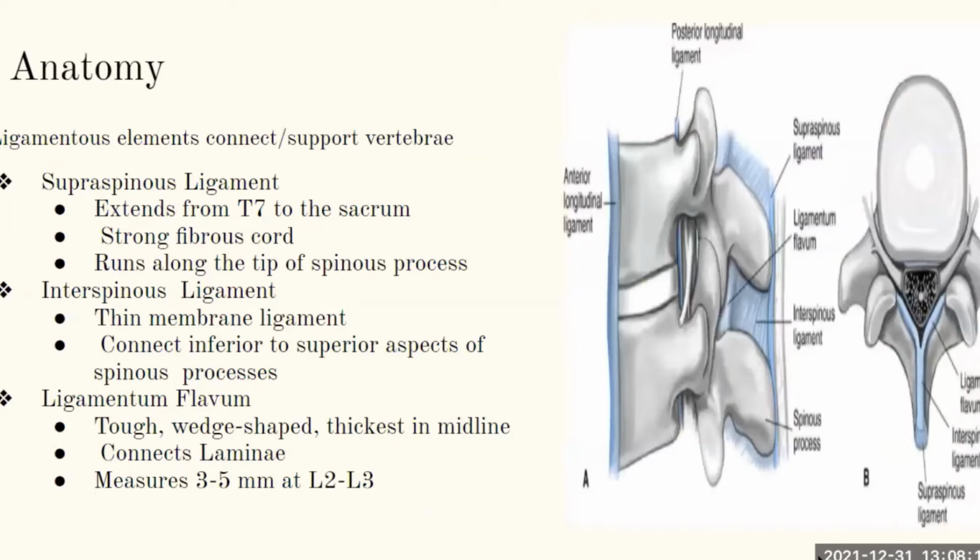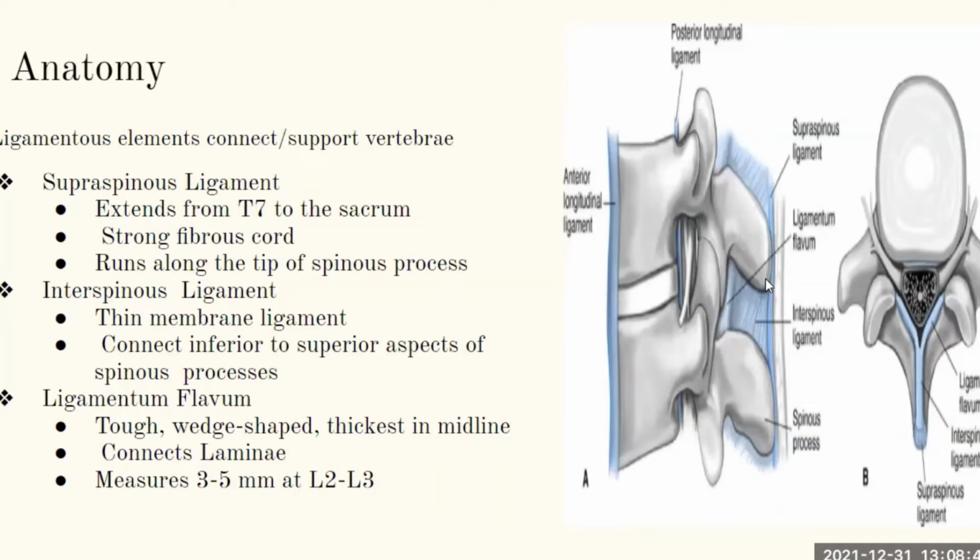So there are 3 main ligaments. We have the supraspinous ligament, and you can see it a little bit on the picture as well. It extends from T7 to the sacrum. It's a strong fibrous cord, and it runs along the spinous process, which you can also look at on the picture. The interspinous ligament is a thin membrane ligament, and it connects the inferior to the superior aspect of the spinous process. And finally, we have the ligamentum flavum, which is a tough wedge-shaped thickness in the midline. Usually it looks yellow, but the picture doesn't really look yellow right there. It connects the different lamina and it measures 3 to 5 millimeters at L2 to L3.